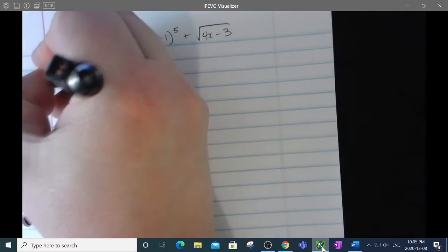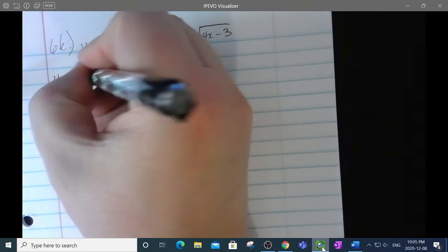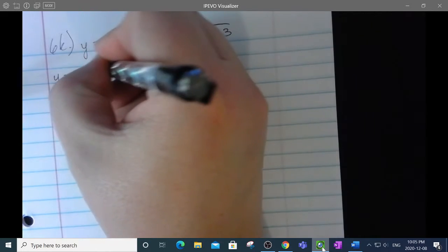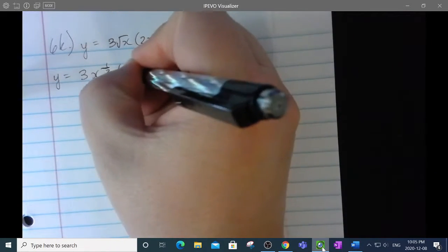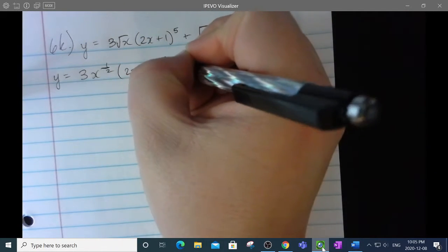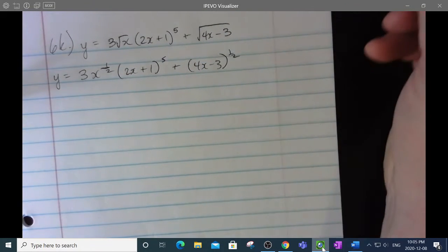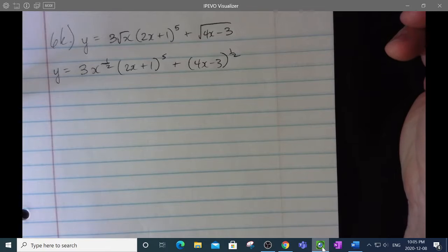First things first, let's make it a little more differentiable. We'll switch that to a, oh, that's not a negative. Oh, we're off to a bad start. And then that's a 5. Plus, and then this is 4x minus 3 to the 1/2. Okay, so there, we're in fractional powers, which is easier to work with.